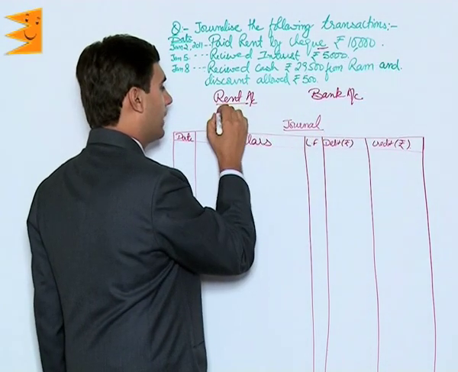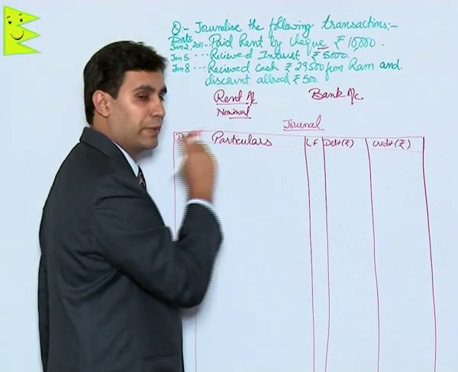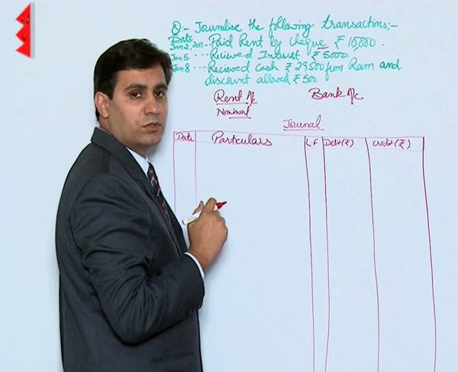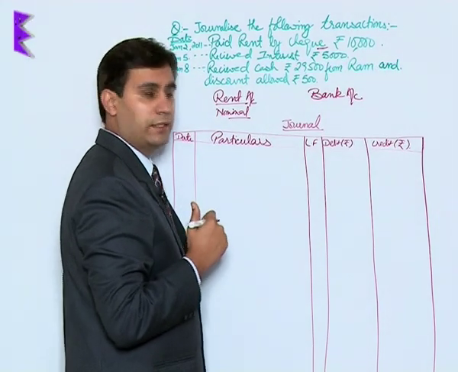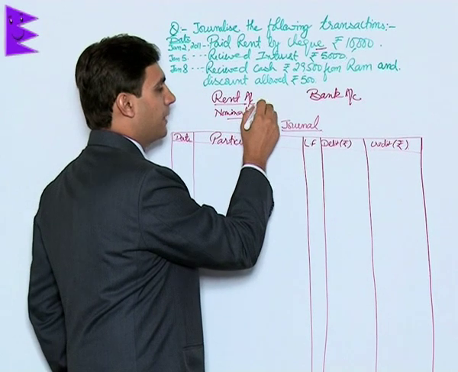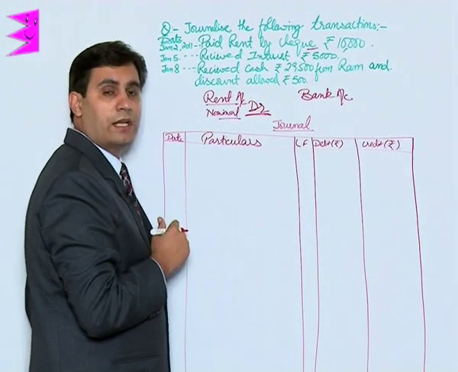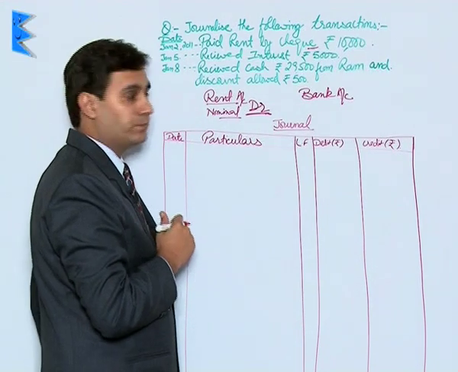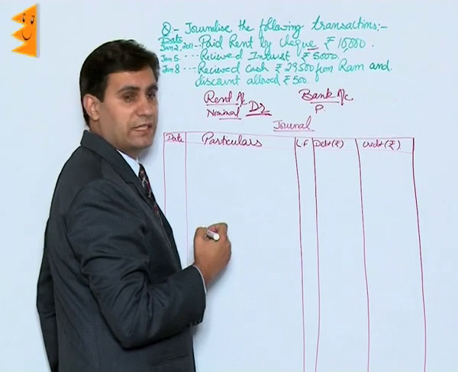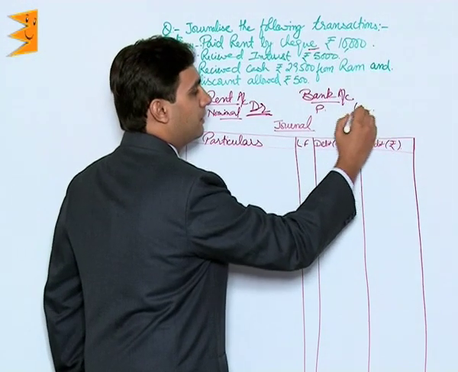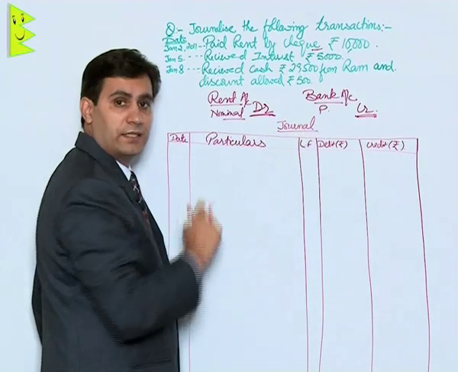Now students, rent is a nominal account. Since it is an expense, it is a nominal account. And the rule for nominal accounts is debit all expenses and losses, credit all incomes and gains. So since it is an expense, debit all expenses and losses. So rent account would be debited. And bank is a personal account. By applying the rules for personal account, we can say that it would be credited. So now rent is debited and bank is credited.